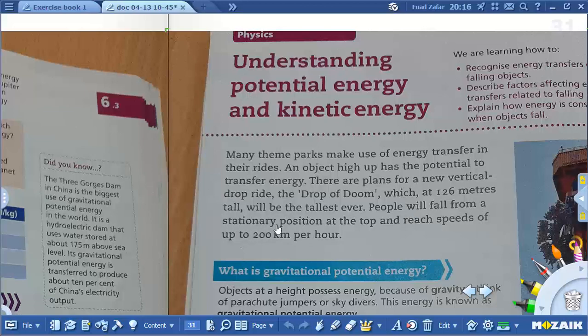What is a stationary position? It is where they are at the moment. This is known as a stationary position. That means they are standing at a point, stationary, at the top, and reach speeds of up to 200 kilometers per hour.